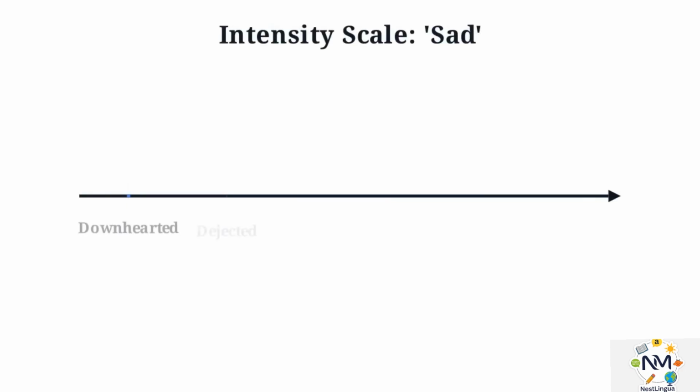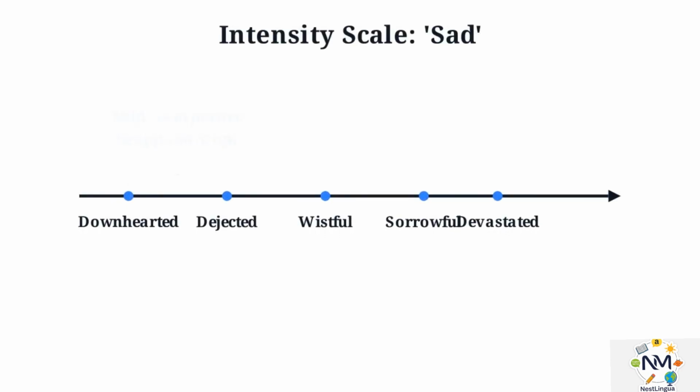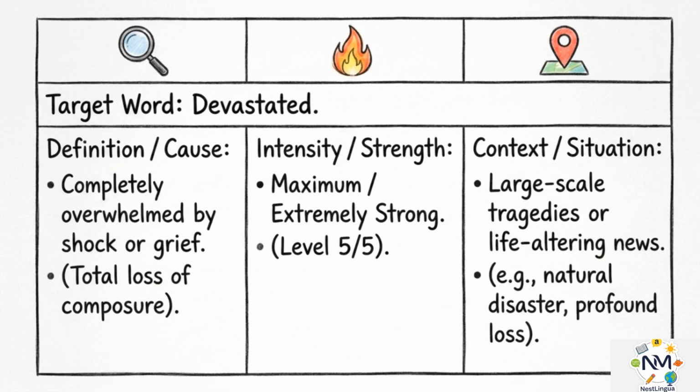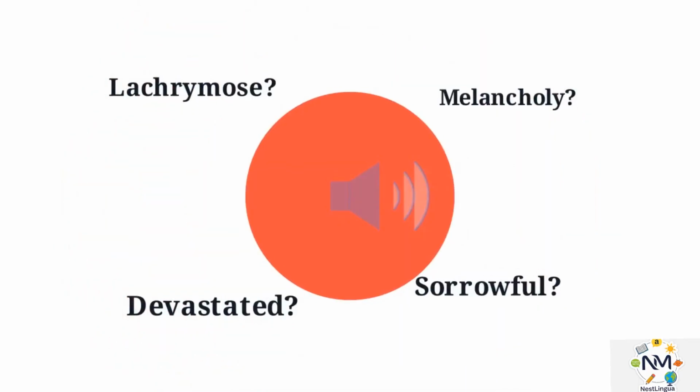Let's build an intensity scale using 5 synonyms for sad. Downhearted and dejected describe mild, temporary disappointment, placing them at the lighter end of the scale. Compare that to devastated, defined as completely overwhelmed. That specific language pushes it to the far edge of the scale. By looking at the specific language used in these definitions, we can create a reliable map for our vocabulary, rather than just guessing based on how a word sounds.